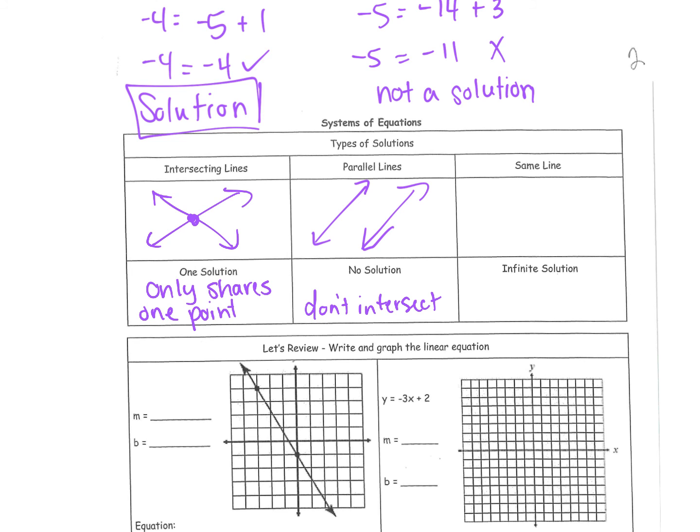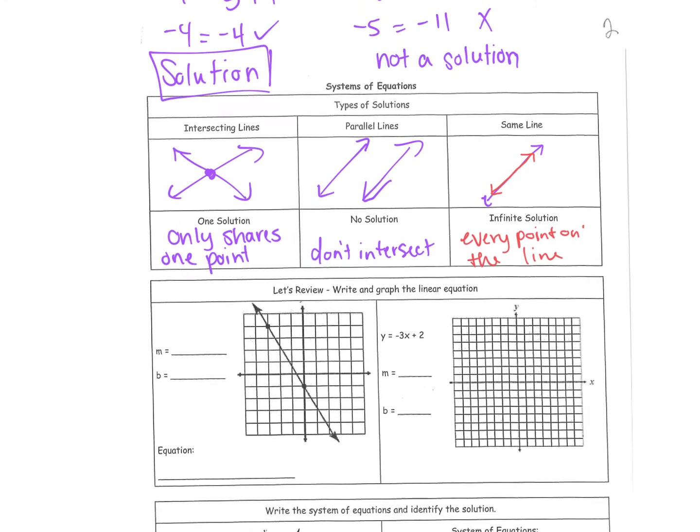And finally, you have the same line. So you have one line, and then let's change color so we can tell the difference. And then we have another line on top of it. That means it's infinite solutions. Every point on this line is a solution because they're the same line.